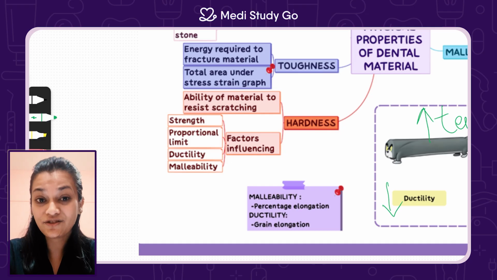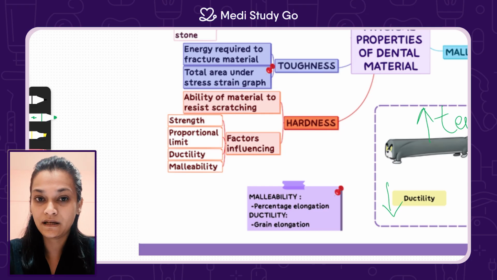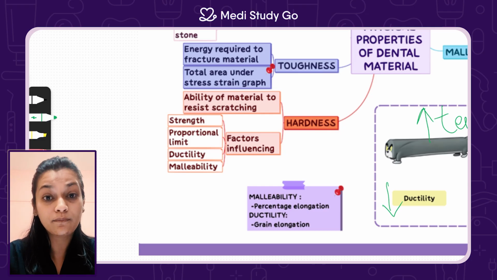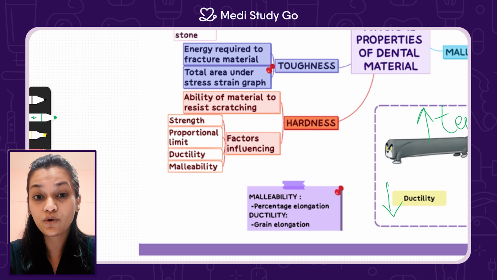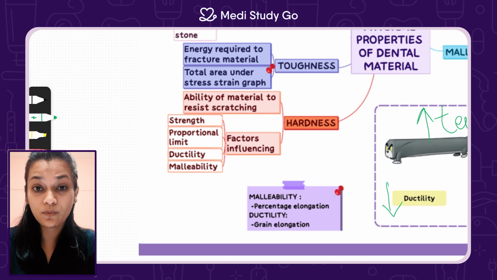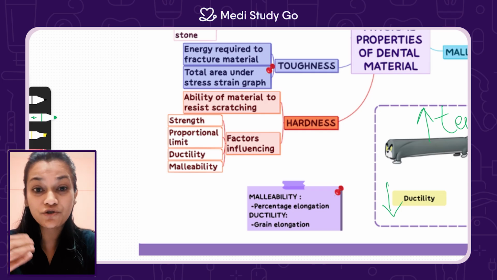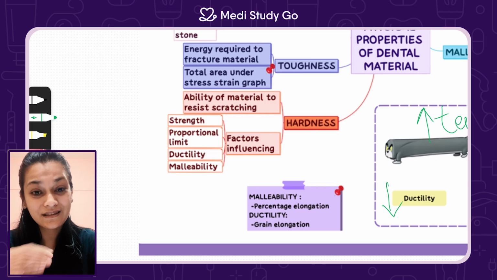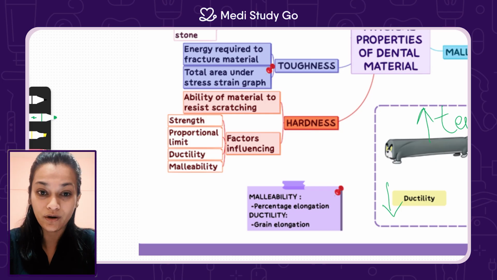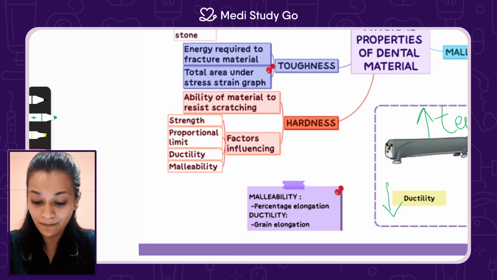Apart from strength, there are three other factors that will also play a role: proportional limit, ductility, and malleability. Now, a material that has more proportional limit will have more hardness. They are directly proportional to each other. Similarly, talking about the relation with ductility and malleability, hardness will be inversely proportional because ductile materials deform easily, so they are going to be less hard. Similarly, malleable materials are easily indented, so the scratching ability will be more. Thus, the more the hardness, the lower the malleability.